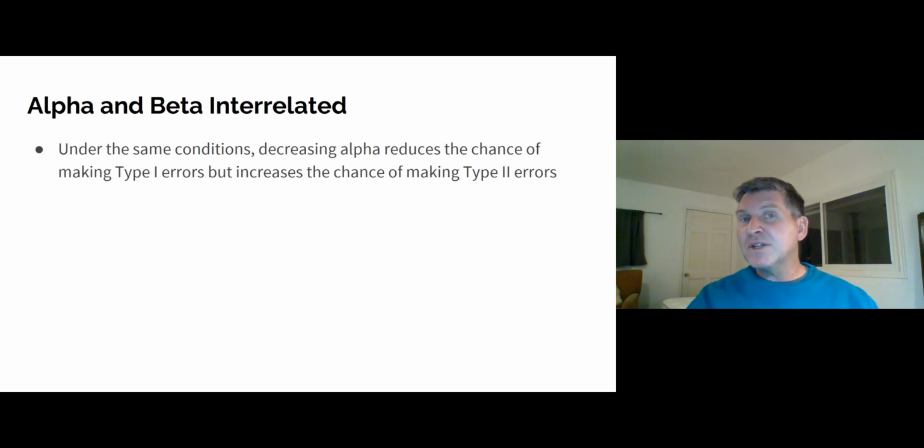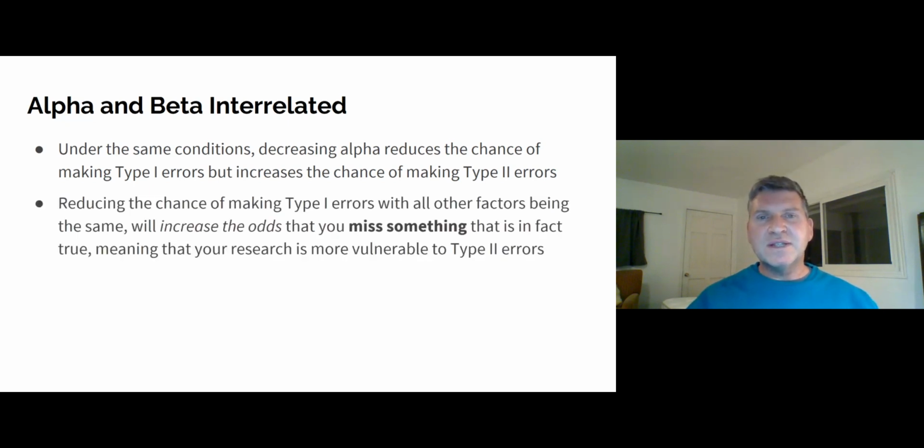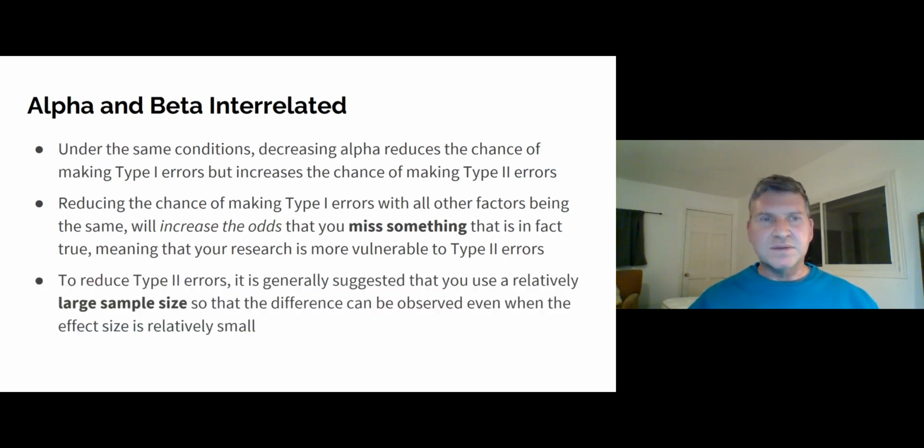Let's talk about how they interrelate. Under the same conditions, decreasing alpha reduces the chance of making type 1 errors. So instead of having a 5 in 100 chance, let's say we had a 1 in 100 chance of actually having a type 1 error committed. But because we're being more conservative, we're going to increase the chance of making type 2 errors. So reducing the chance of making a type 1 error is going to increase the odds that we miss something that's actually true, meaning that our research is more vulnerable to type 2 errors.